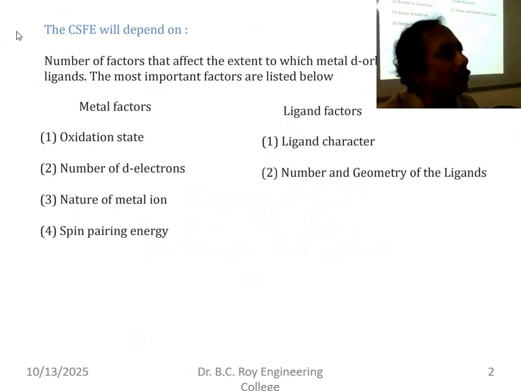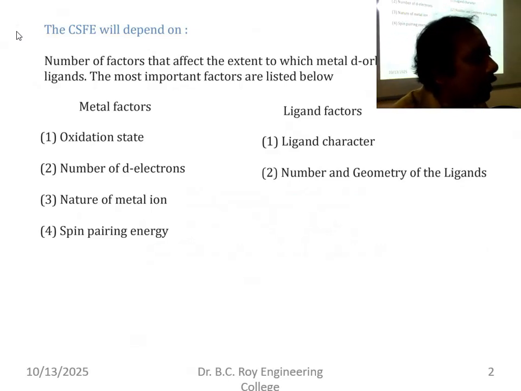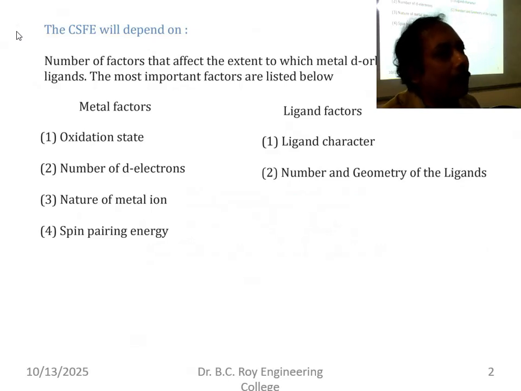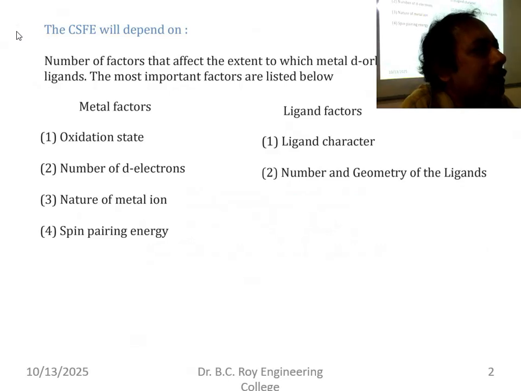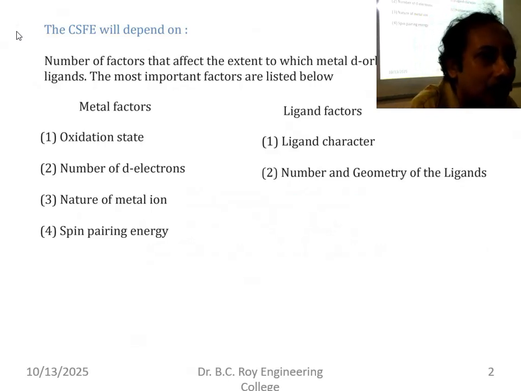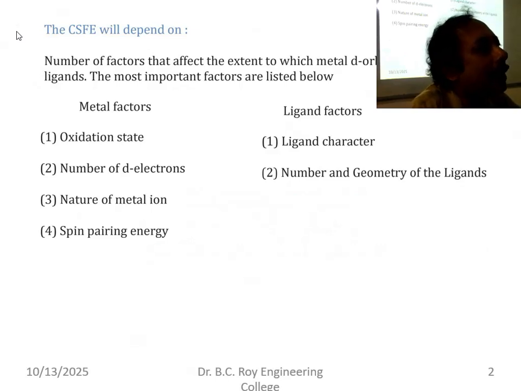When the ligand is approaching, how will it approach? Let's take the example of an octahedral complex. In an octahedral complex, the ligand approaches along the axis. So which orbitals will be repelled the most? dx square minus y square and dz square, because there is a head-on approach. The orbitals are along the axis and the ligand is approaching along the axis, which is the highest interaction possible. So the repulsion is very high, and there is an energy rise.